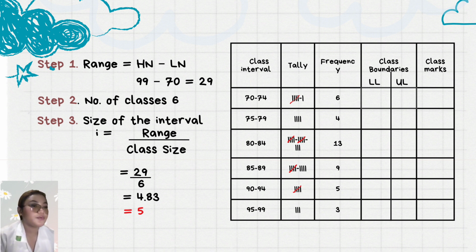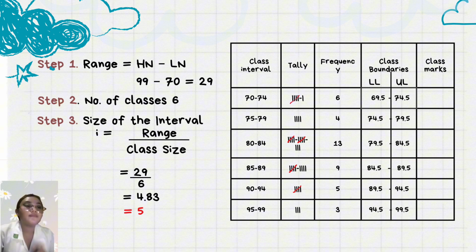So, next, we proceed to class boundaries, to our lower limit and upper limit. So, 70 minus 0.5 gives 69.5, because our interval is 5. Right? 70 is 69.5. Then, add 0.5 to 74. So, 69.5 and 74.5. 69.5 plus 74.5 divided by 2 gives our class mark, which is 72.